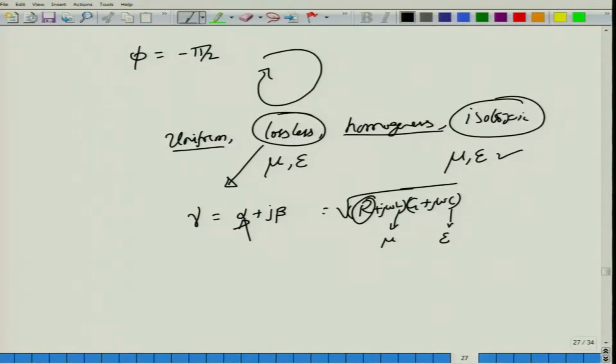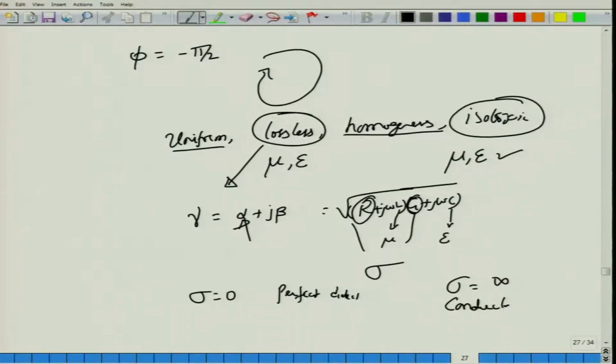What should we identify this R and G with? It turns out that we have to identify it with the constant sigma, which is the conductivity of the medium. If the conductivity of the medium is equal to 0, then the medium is a perfect dielectric medium. If the conductivity of the medium is equal to infinity, then this is an extremely good conductor, or a perfect conductor in some sense.